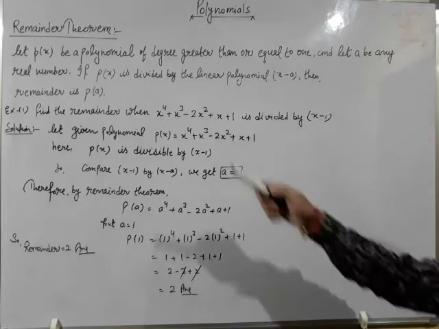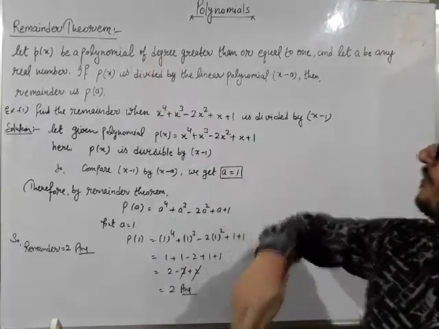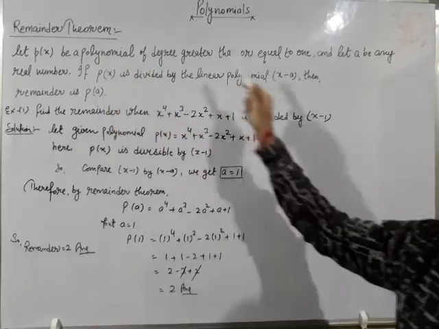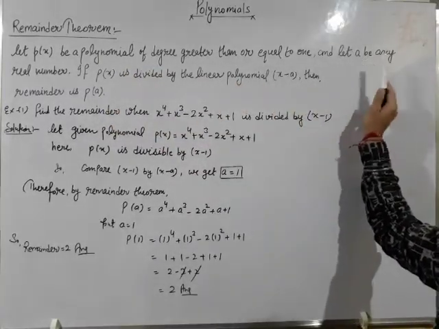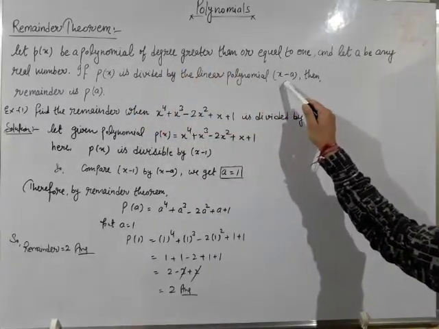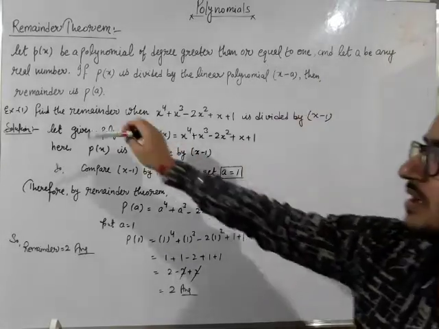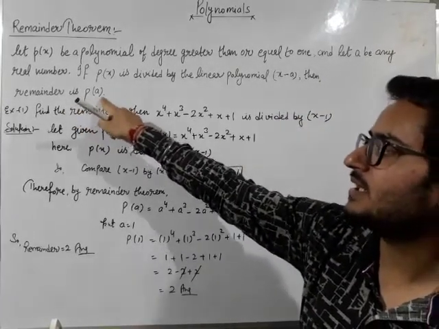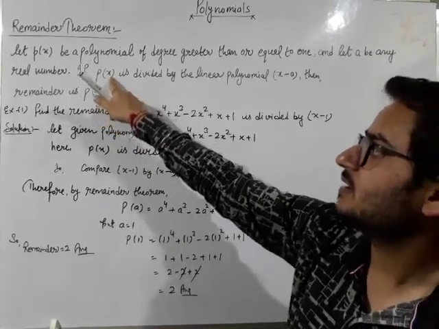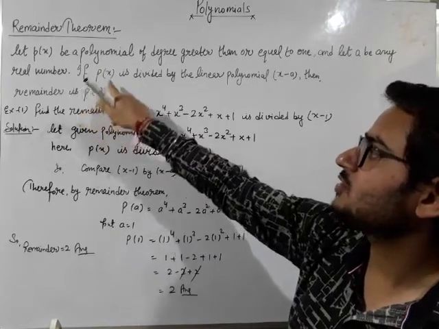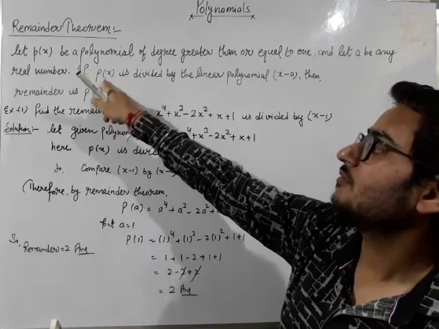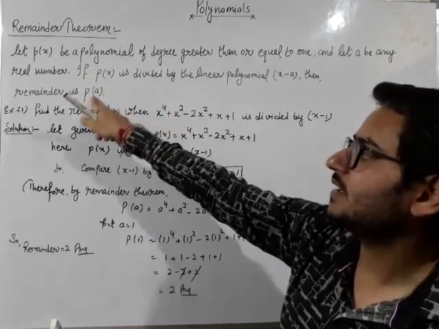What do we understand with the remainder theorem? The given polynomial will be represented by P(x). a will be any real number, and if the given polynomial is divided by the linear polynomial x minus a, then remainder is represented by P(a). Means we will replace x by a, or we will put a in place of x.